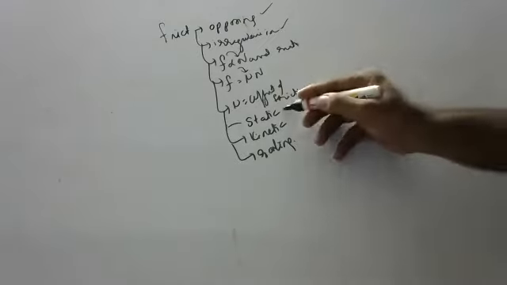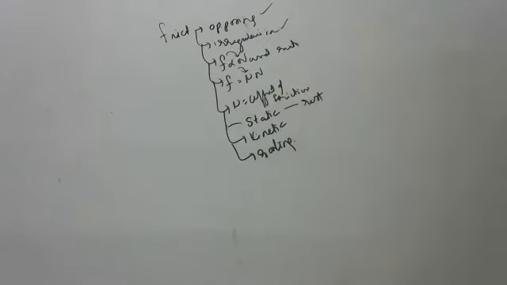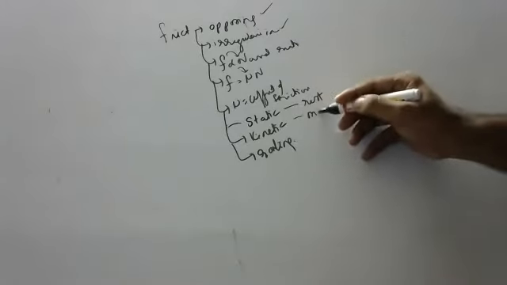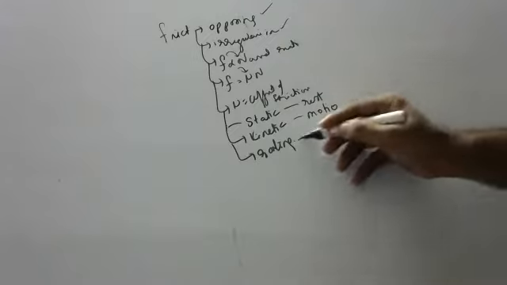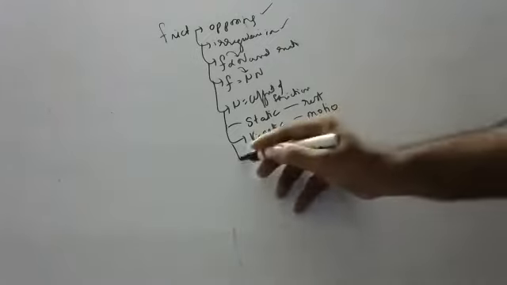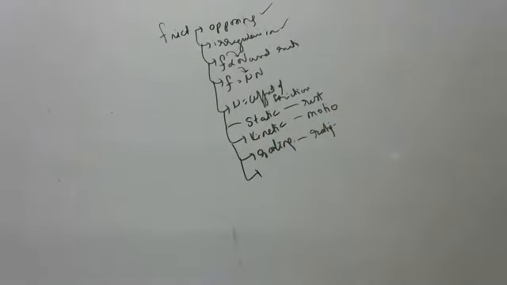What are the three types of friction? Static, kinetic, rolling. Static friction is friction which is present when bodies are at rest. Kinetic friction is the friction which is present when the bodies are in motion. Rolling friction is the friction when the body is rolling. Okay, children, now next topic. What are the causes of friction force? You understand, children?